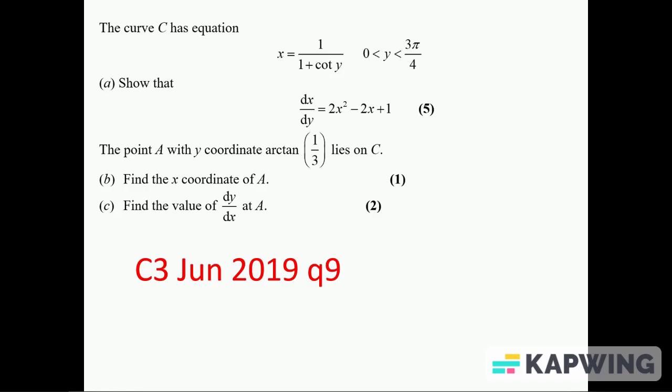C3, old specification, June 2019, question 9. I think they were saving this one for the end of the specification. We've got a curve C, x in terms of y with the trig function, and we want dx over dy in terms of x rather than in terms of y. Gives us a couple of other things to do as well.